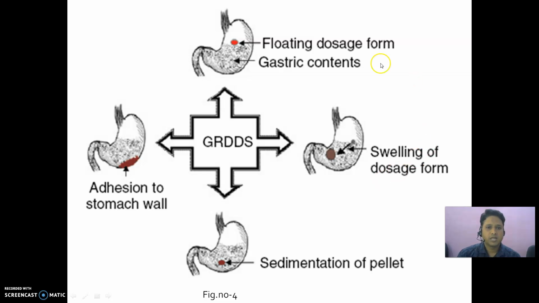Floating system means that it remains floating on the surface of the gastric content. Mucoadhesive system means which remains adhered to the mucosa of the stomach. Swelling system means which has a very small size at the time of administration and it swells after some time. And high density system means which sediments at the bottom of the stomach.